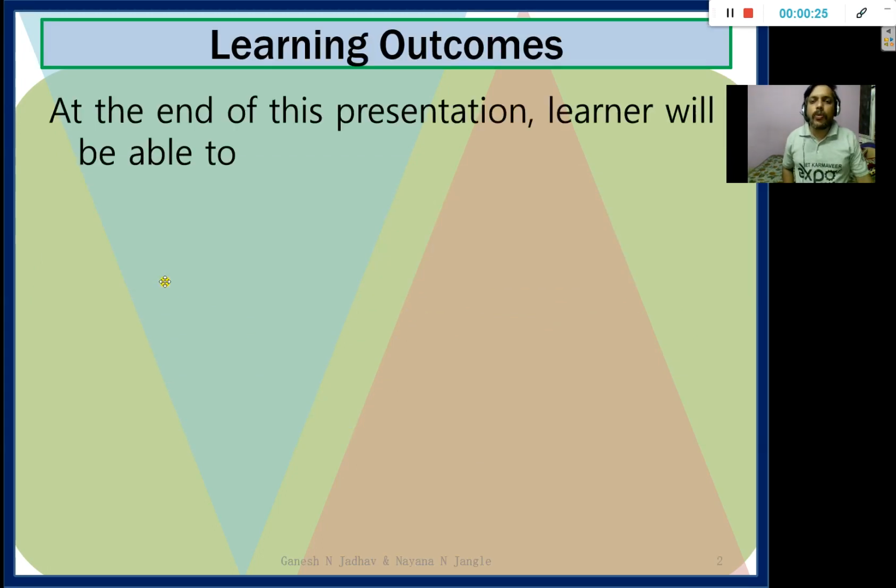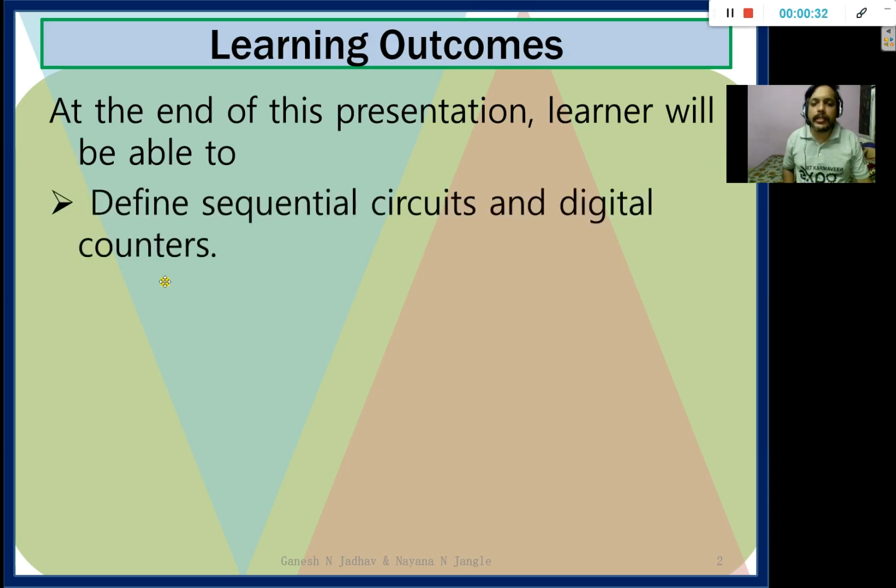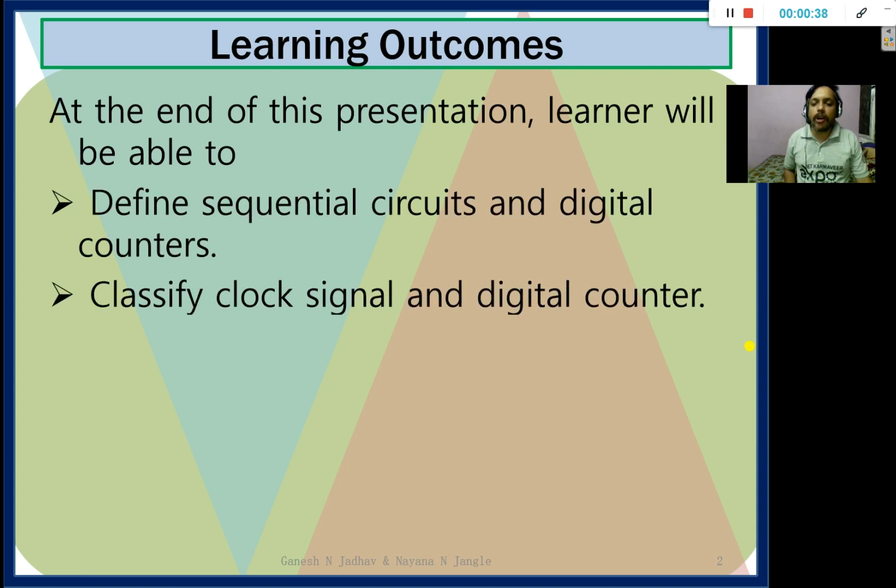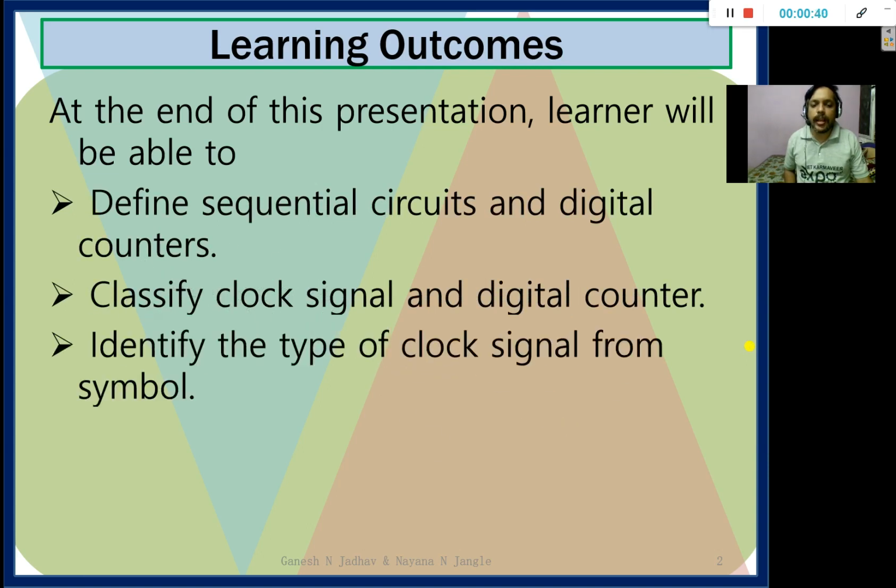So let's see what the learning outcomes of this session are. At the end of this presentation, the learner will be able to define sequential circuit and digital counters, classify clock signal and digital counters, and identify the clock signal from its symbol.